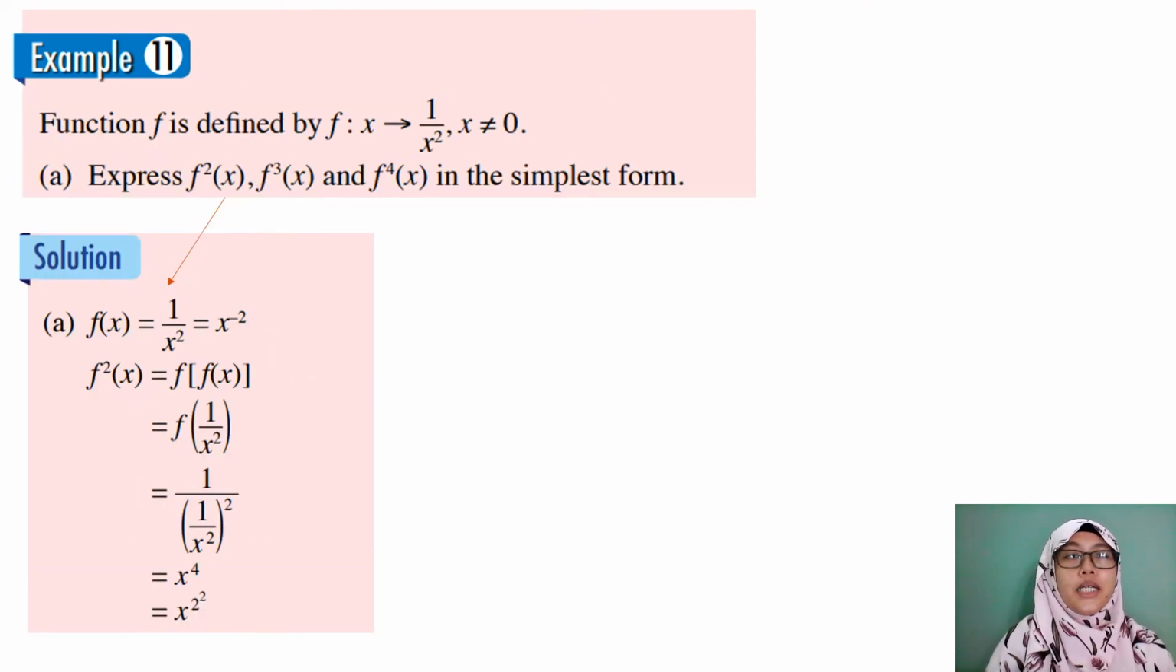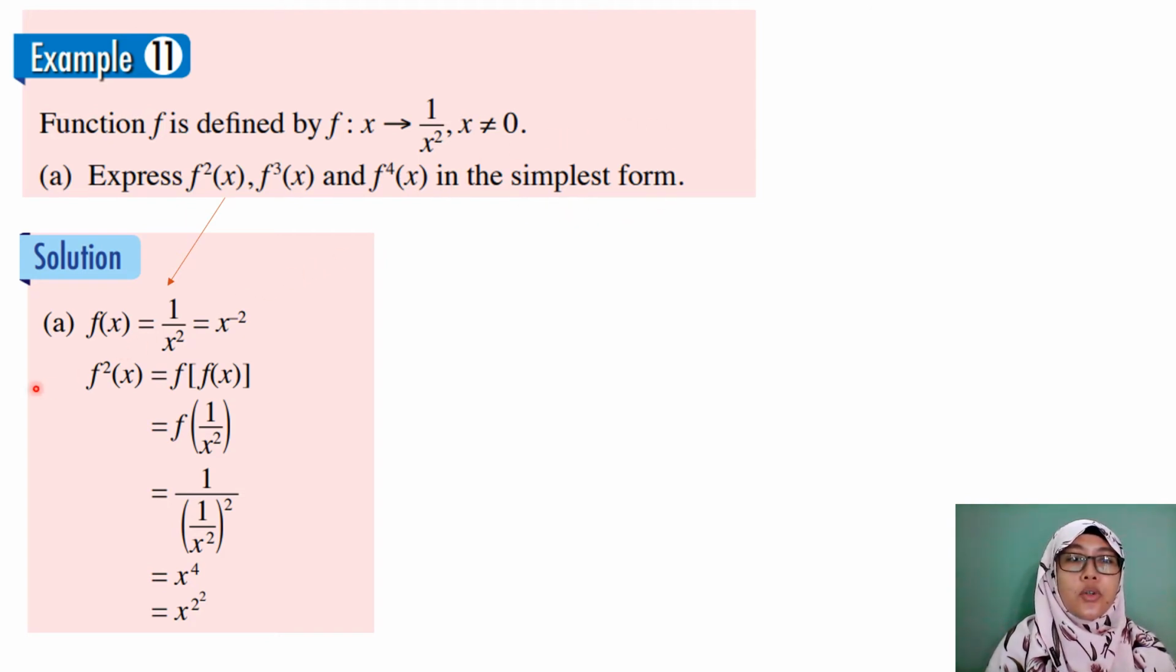Okay, example 11. Function f is defined by fx equals 1 over x square, right? So ini soalan susah sikit lah. Okay, tak apa. 1 over x square. So for question A, express f2x, f power of 3x and f power of x in the simplest form. Nampak tak? Dia tanya soalan dalam bentuk yang termudah, simplest form.